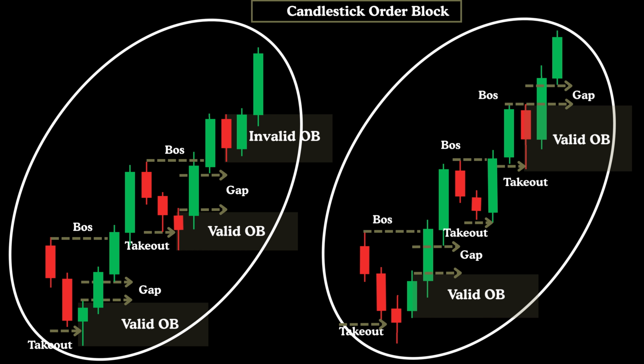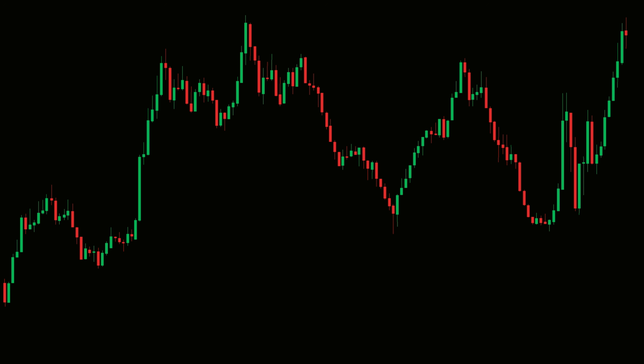It's also essential to remember that these strategies can be adapted to various timeframes and any chart based on price action. Now let's move on to a live chart to apply everything we've discussed in this session, and observe how to accurately identify valid order blocks in real market conditions. On the screen, we're observing the EUR/USD 15-minute chart. It's clear that the market is currently in an uptrend.